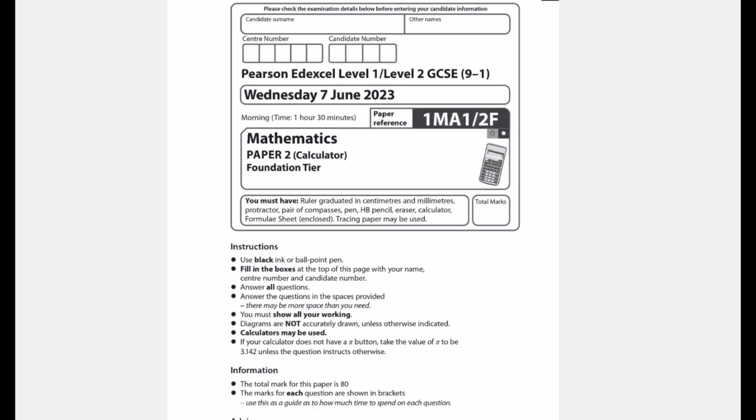This is the Edexcel Foundation Tier Paper 2 Calculator paper from June 2023.